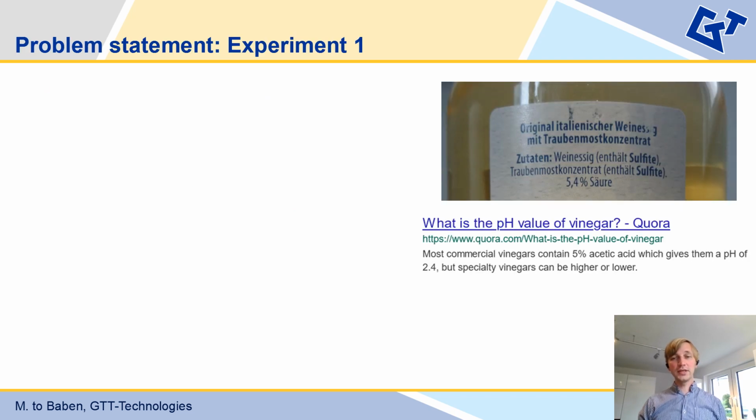Okay, if I read what it says on my bottle of vinegar, I read that the vinegar contains 5.4% of acid. And also when I Googled, I've seen that most vinegars have a pH value around 2.4.